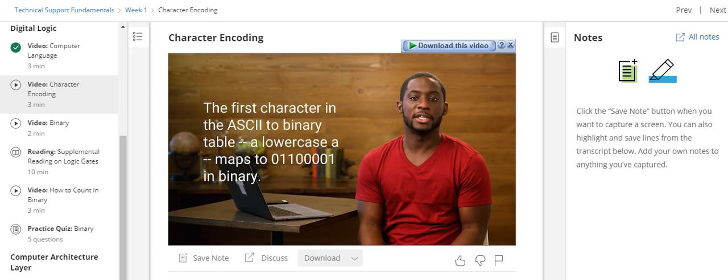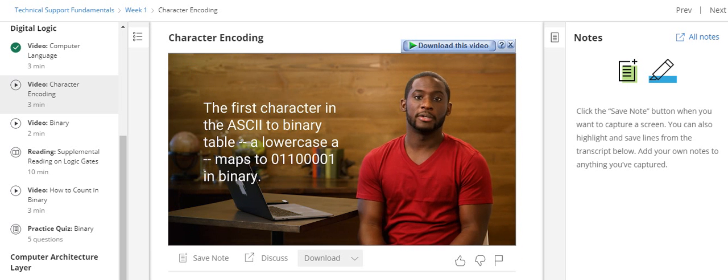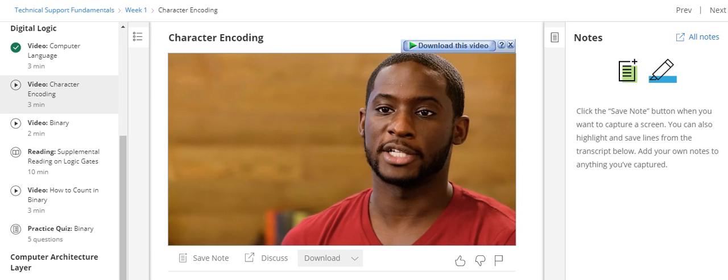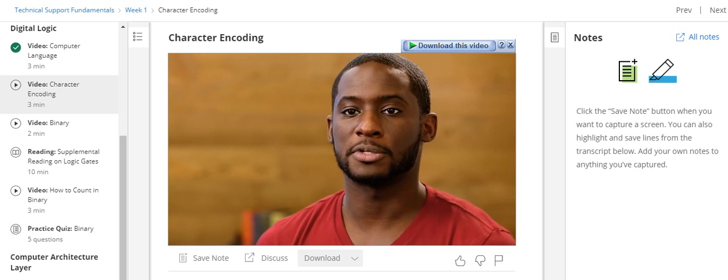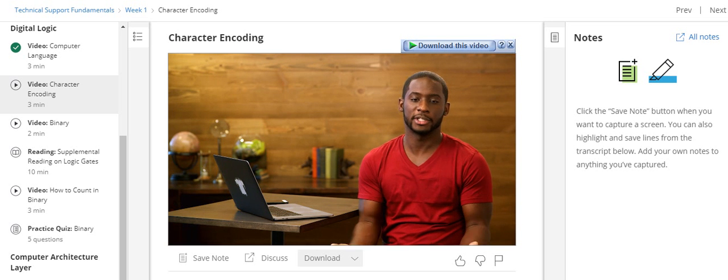The first character in the ASCII to binary table, a lowercase a, maps to 01100001 in binary. This is done for all the characters you can find in the English alphabet, as well as numbers and some special symbols. The great thing with ASCII was that we only needed to use 127 values out of our possible 256. It lasted for a very long time, but eventually it wasn't enough.